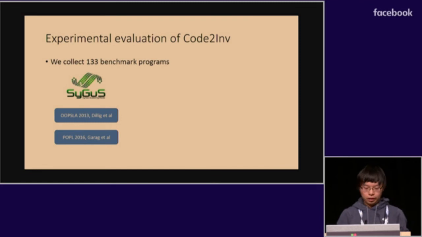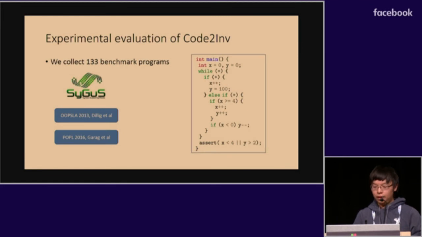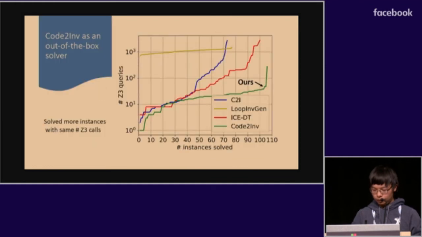To evaluate our framework, we collect a set of, in total, 133 benchmark programs. Each program contains a single loop with arbitrarily nested if-else branches. We first treat Code2Inv as an out-of-the-box solver. That means we associate a set of neural network parameters to each of the program instances. And we compare against a set of solvers from programming language literature. In this figure, the green curve is ours. We can see that with a fewer number of Z3 calls, we can solve more instances. And we can also solve a comparable number of instances within the 1 hour time limit.